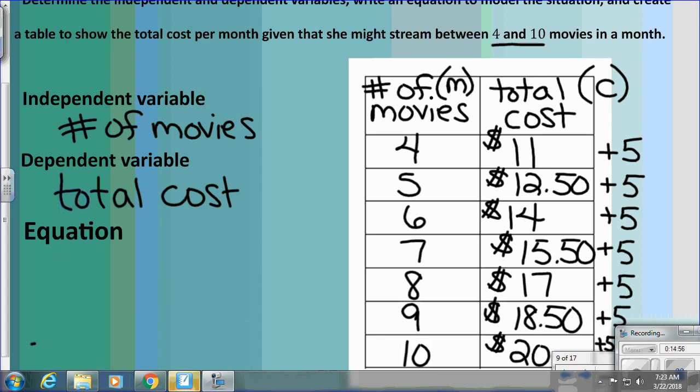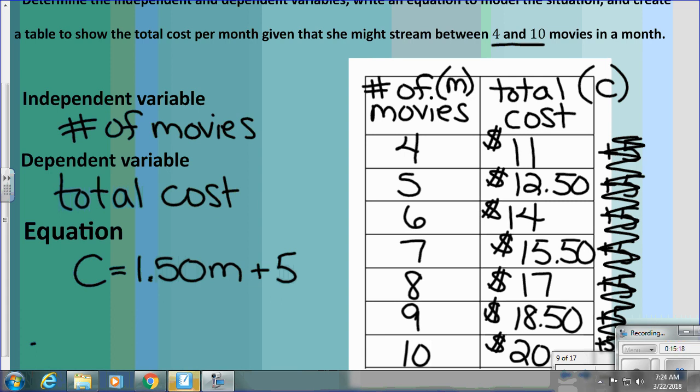The last thing I need to do is to create my equation. The total cost was $1.50 times the amount of movies plus $5. That is my two-step equation that I needed every time. And so now I no longer need this over here. This was just a reminder to make sure that I added, because I don't want to leave it out there. Someone might think that I was adding $11 plus $5. And we already added the $5 after we multiplied.